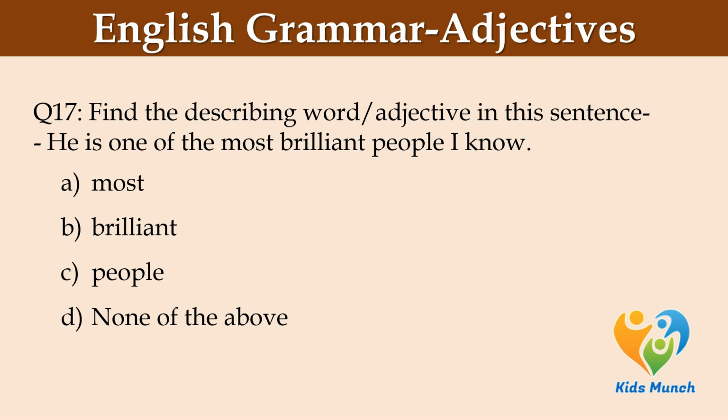Find the describing word in this sentence. He is one of the most brilliant people I know. Option A, most. Option B, brilliant. Option C, people. Option D, none of the above.